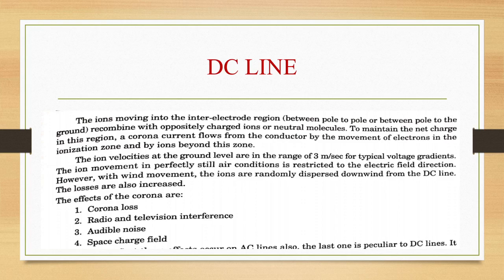To maintain the net charge in this region, corona current flows from the conductor by the movement of electrons in the ionization zone and by ions beyond this zone. The ion velocities at ground level are in the range of 3 meters per second for typical voltage gradients. Ion movement in perfectly still air is restricted to the electric field direction. However, with wind movement, ions will be randomly dispersed downwind from the DC line. Losses are also increased.